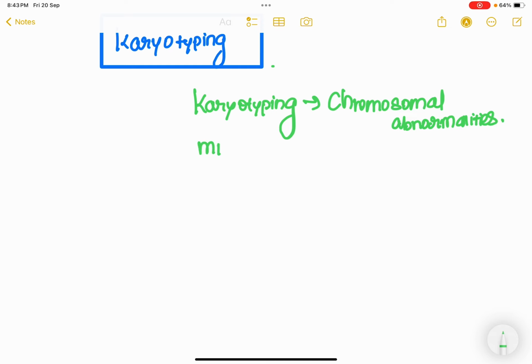So for that purpose we are going to do karyotyping, and if at all required we can also do an MRI of the brain in order to look for any tumors being present such as microadenoma, macroadenoma, craniopharyngiomas, right? So MRI brain can also be ordered. Okay, so until now we have discussed the investigations and the most common causes for primary amenorrhea as well, right?